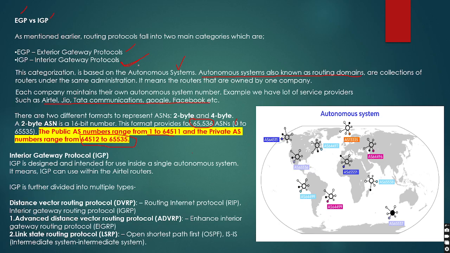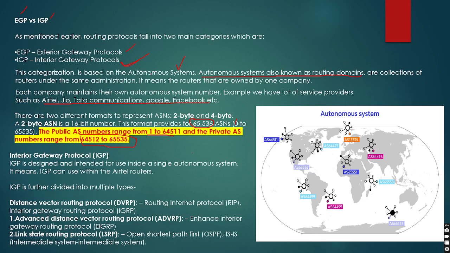OSPF and ISIS are link state database protocols. EIGRP is a distance vector routing protocol. OSPF and ISIS both are the same; only the implementation is different. They both use the same algorithm. EIGRP uses the DUAL algorithm. Okay, fine. So these are the dynamic routing protocols.